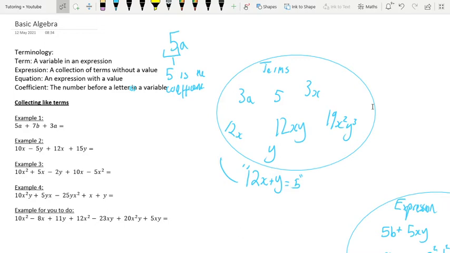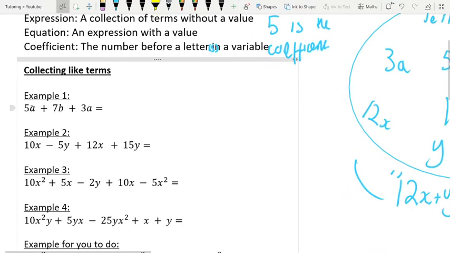So collecting like terms, you may have also heard simplifying terms. So what does this mean? So you've got 5a plus 7b plus 3a. We want to simplify this down to a nicer form, and we can do that by collecting like terms. So what are like terms?